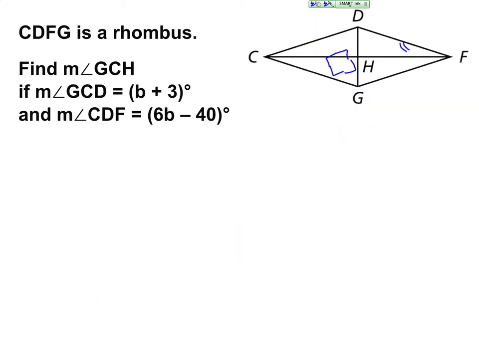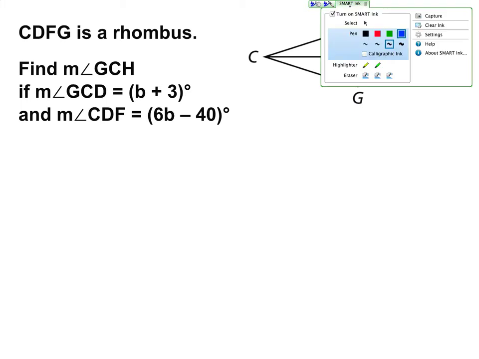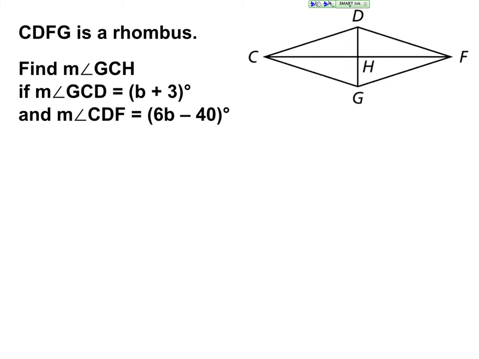Okay, look at the next one. Let's think about how we could figure out what b is so we can do the angles. So this whole angle is b plus 3. This whole angle is 6b minus 40. We're supposed to find angle GCH. We need this part. Figure out.